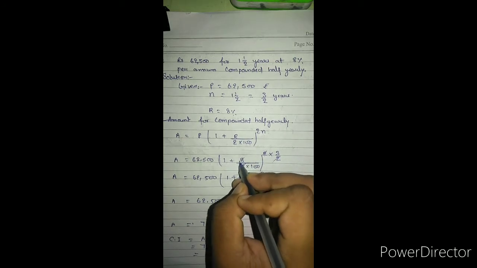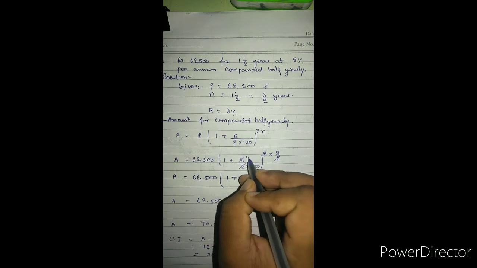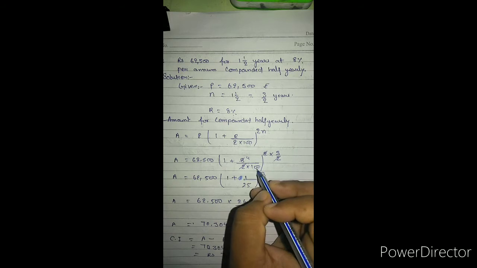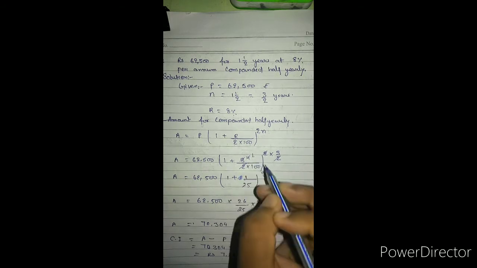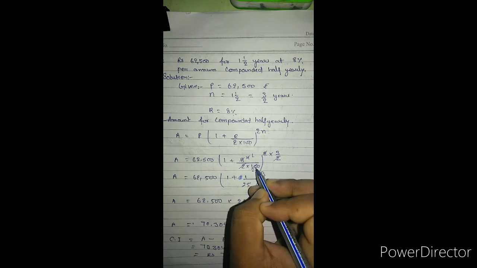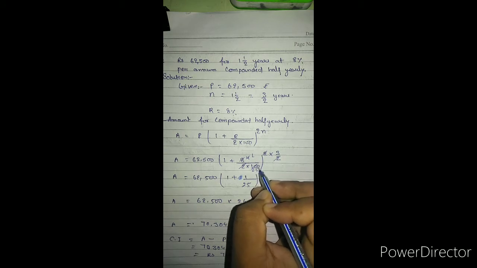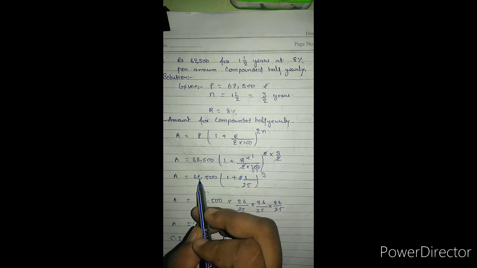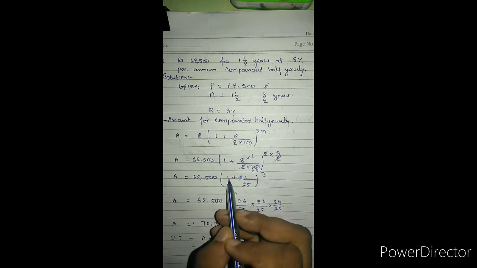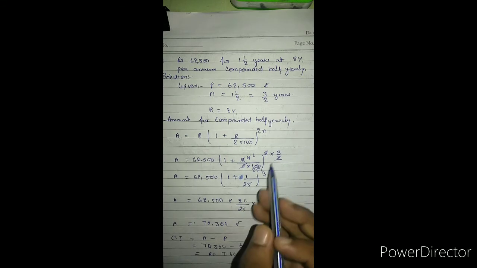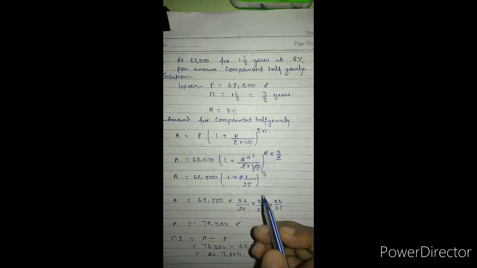You can cancel the 8 by 2 also. 2 1s are 2, 2 4s are 8. And we can also cancel the 100 by 4. 4 1s are 4, 4 25s are 100. So the next step is 62,500 rupees into (1 plus 1 by 25) to the power 3, means cube.